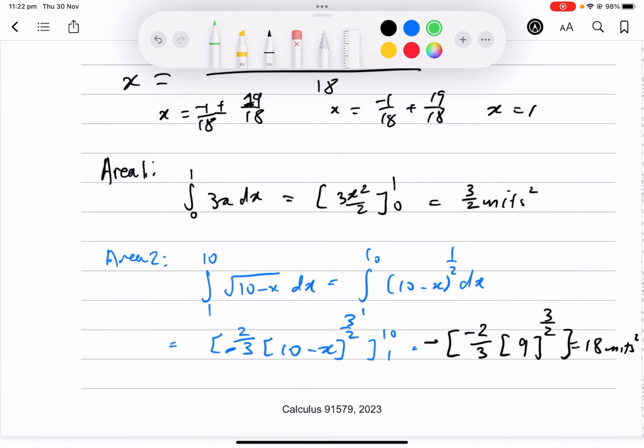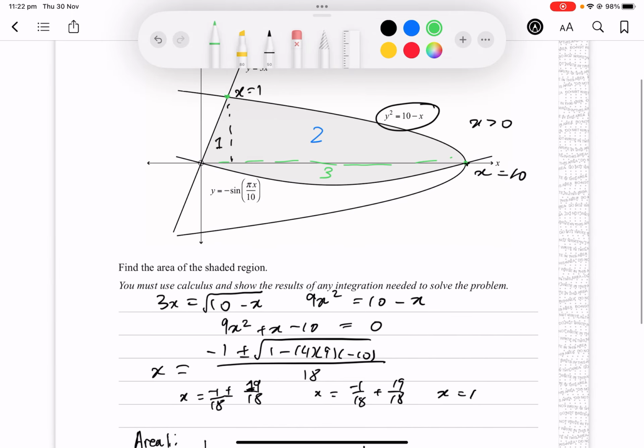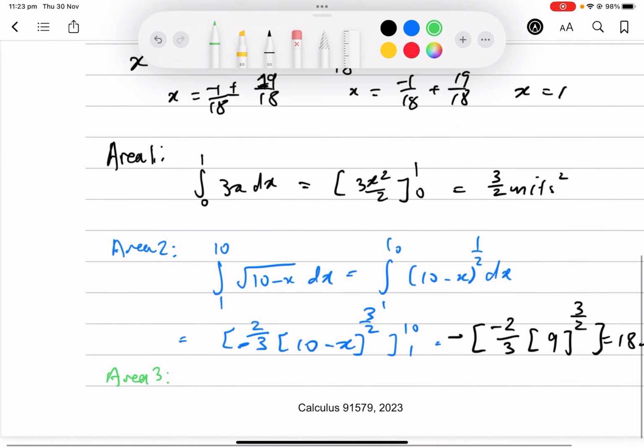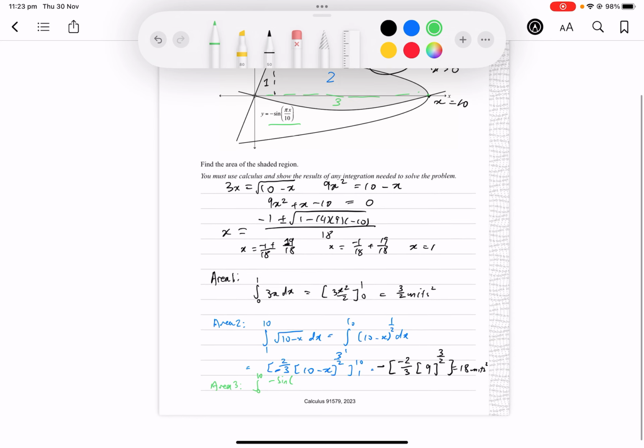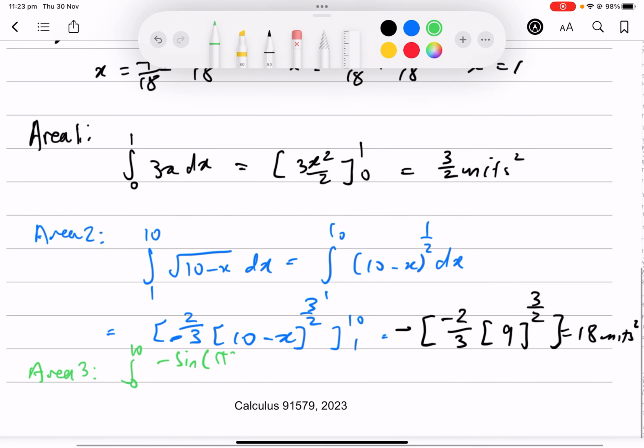And finally, we can compute the area 3. That's simply going to be the negative of the integral from 0 to 10 of the curve negative sine of pi x on 10. The reason it's negative is because it's below the x-axis, so we're going to be getting a negative integral. However, we want to consider the positive since we're looking at the area. So again, this should be pretty simple. We just have the integral between 10 and 0 of negative sine of pi x on 10.